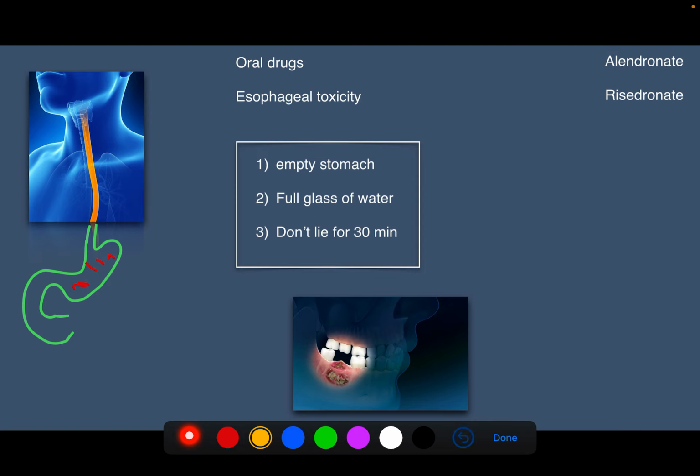Okay, the second one is you have to take it with a full glass of water. Why with a full glass of water? Let's say you are just taking a drug and you are not drinking water, or you are drinking very little water with it, then what will happen? The drug will be concentrated here. If you have taken a full glass of water, then it will be diluted. So even if there is regurgitation, there is less damage. Done. And now you don't have to lie down for 30 minutes.